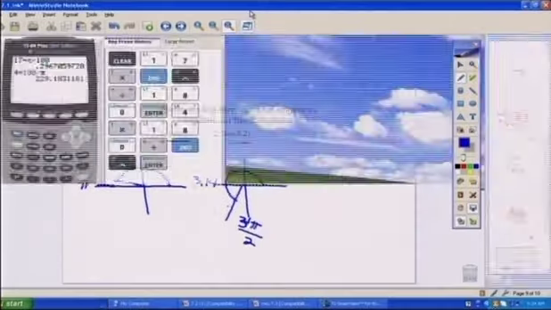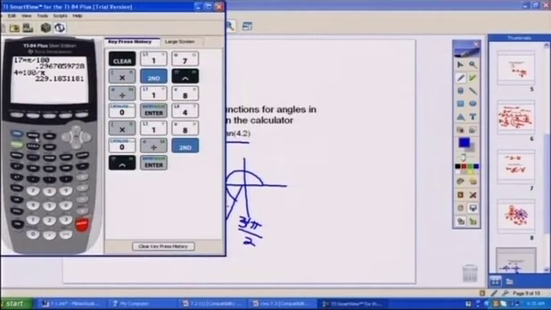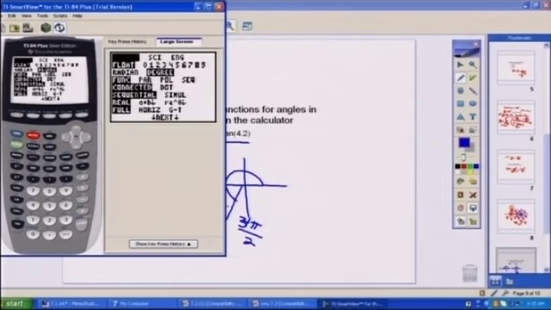So let's go over to the calculator. And here's where it's important to know what mode our calculator is in. So before computing these values, I'm going to go ahead and hit our mode. And we are in degree mode currently. And I want us to get into radian mode. So I'm going to arrow down to radian and hit enter. And so now I'm in radian mode.